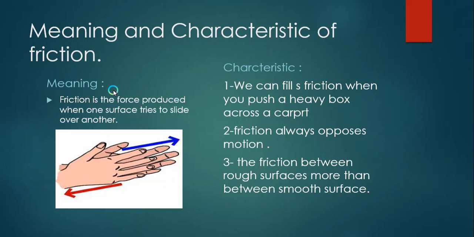Friction is actually the force produced when a surface tries to slide over another, like rubbing our hands, which produces friction. The characteristics of friction: Number 1, we can feel friction when we push a heavy box across a carpet. Number 2, friction always opposes motion. Number 3, the friction between rough surfaces is more than between smooth surfaces.